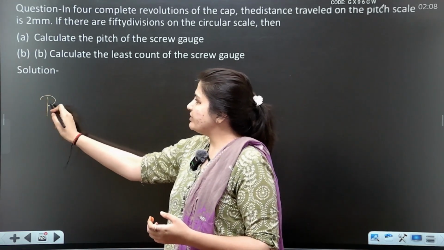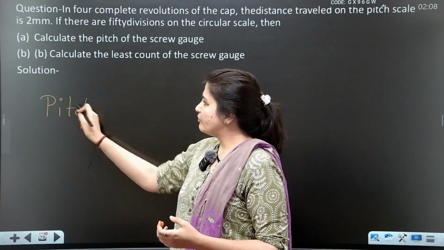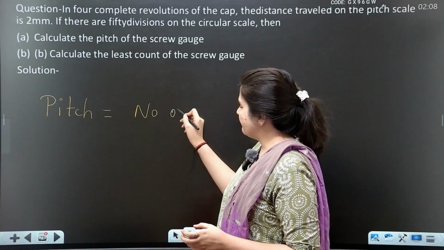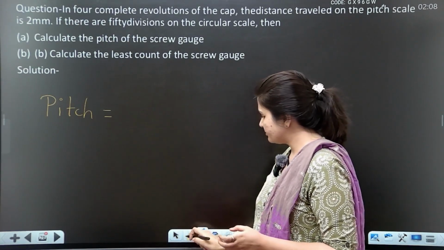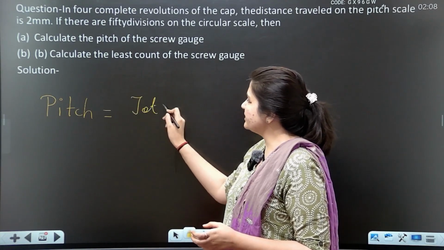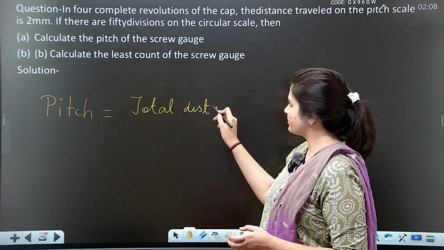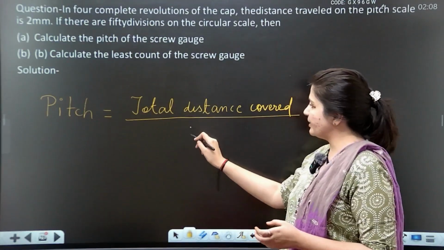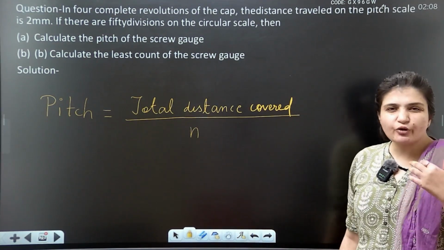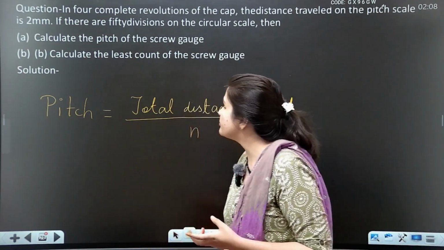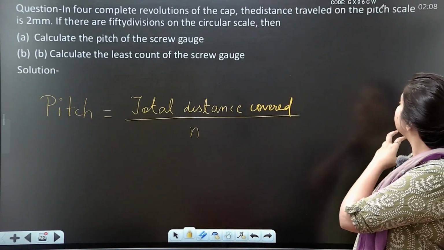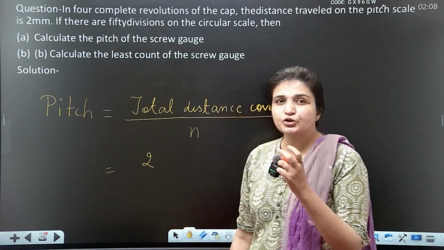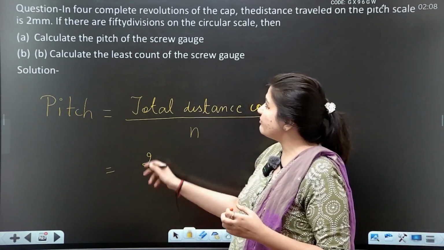So what do we have? We have the pitch. What is basically the pitch? Pitch is the total distance covered upon the number of divisions. So in 4 complete rotations, the distance travelled is 2 millimeter. So if the distance travelled is 2 millimeter, then this 2 millimeter distance is covered in how many rotations?